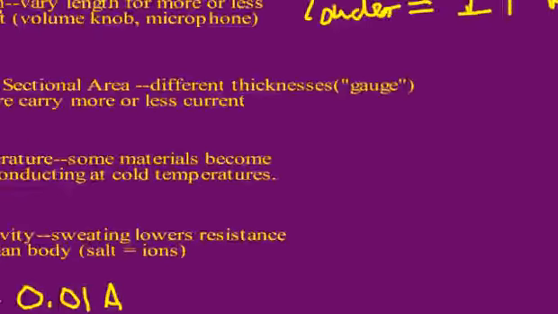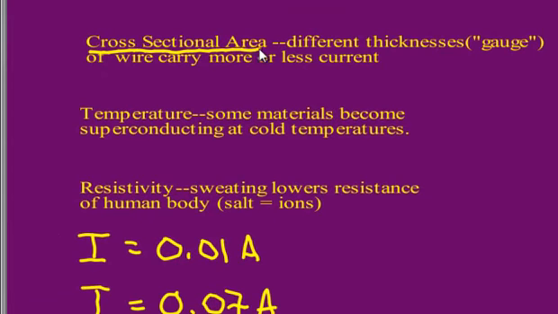All right, the second thing you can manipulate is cross-sectional area. And that's basically just the thickness of the wire. If you go to Home Depot or a similar hardware store, you're going to see that wires come in different gauges. One interesting thing about that is that a lower gauge is actually going to be a thicker wire. And you're going to want different thicknesses of wire depending on the current you're carrying.